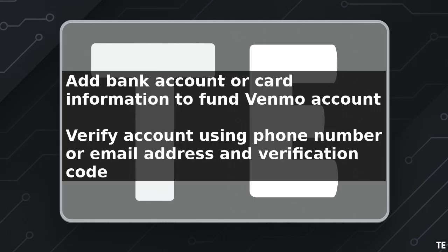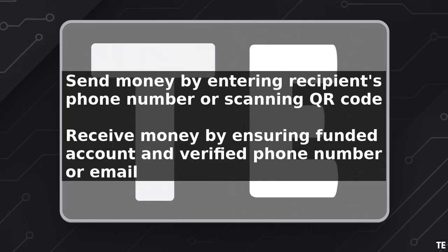To send money, tap the Pay button at the bottom of the screen and enter the recipient's phone number, email address, or Venmo username. You can also scan the recipient's Venmo QR code to send money. Enter the amount you want to send and add a note to describe the payment.